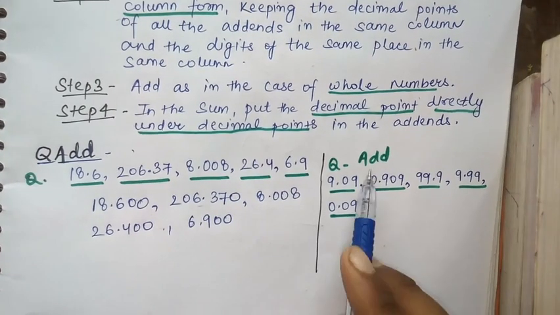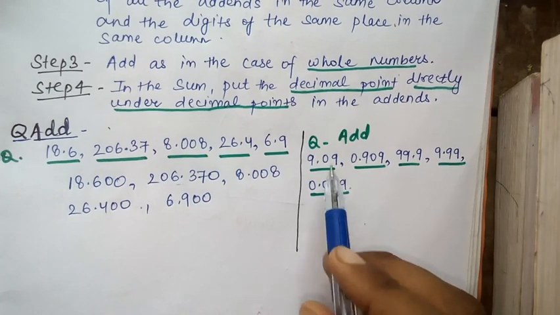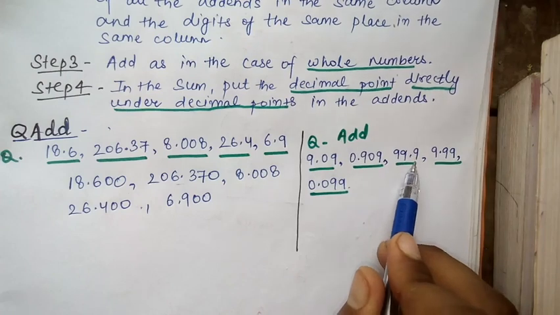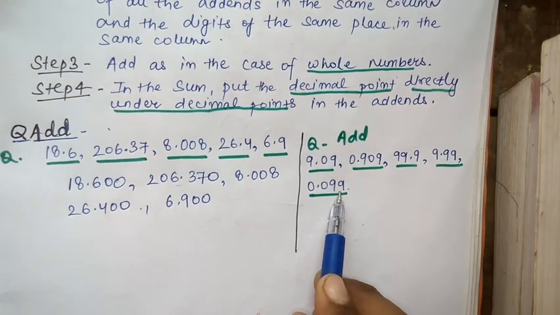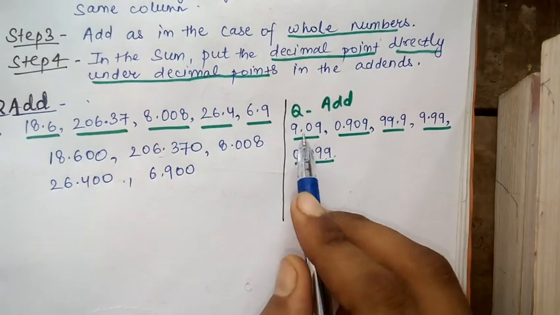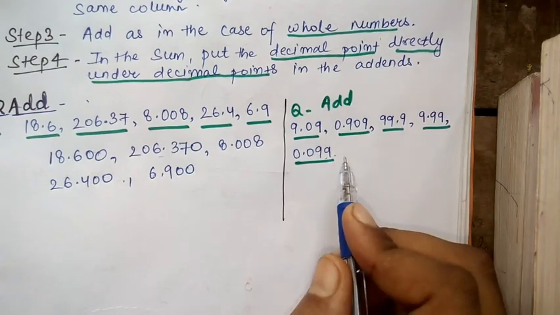Students, let's perform the same step here. We can see that there are two decimal places, here three decimal places, one decimal place, here two decimal places, and here again three decimal places. So there are maximum 3 decimal places. So we will convert all the given decimals into 3 decimal places.